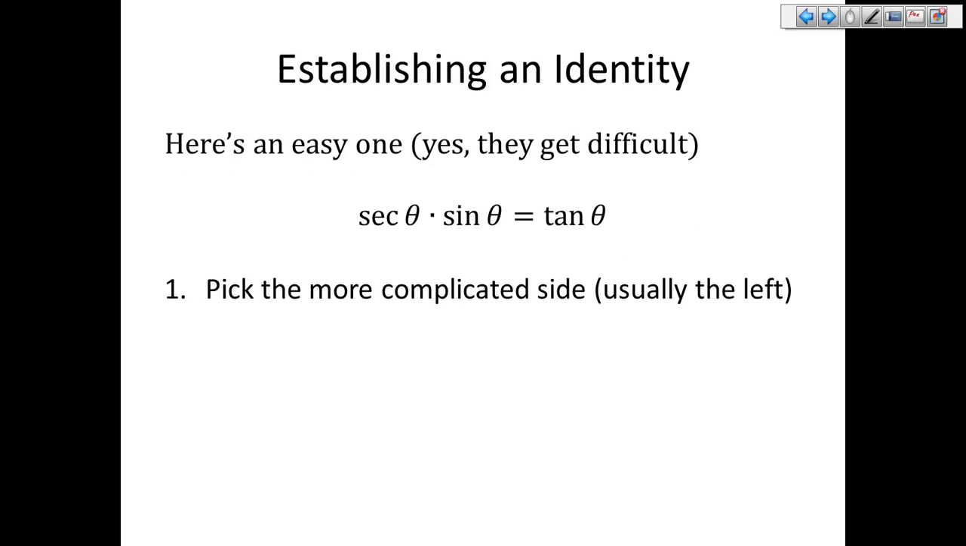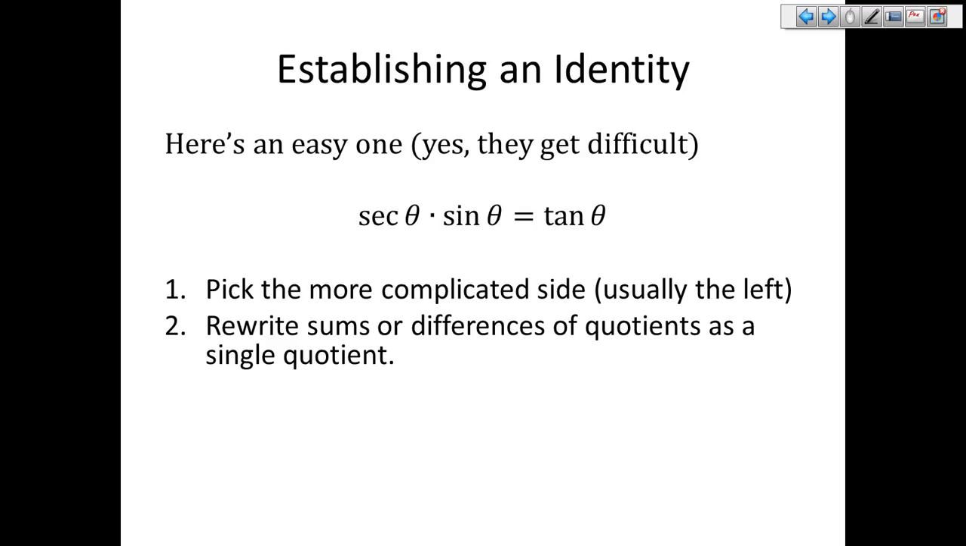Now, we'll take a look at an easy one. The secant of theta times the sine theta is equal to tangent theta, and yes, they get more difficult than that. The first thing that you need to try to do when establishing these identities is to always try to work with the more complicated side. Now, in this book, and really most books that I've seen, you're almost always working with the left side. Don't take that as carved in stone. Sometimes you work with the right side. I can't say that you always work with the left side, but I can tell you it's in your best interest to always work with the more complicated side.